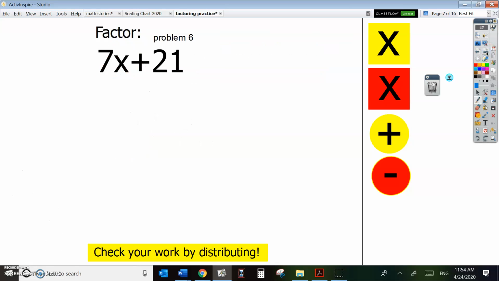7 and 21. What's the common factor? 7. So factor out 7. Check it. 7x plus 21. Good to go.